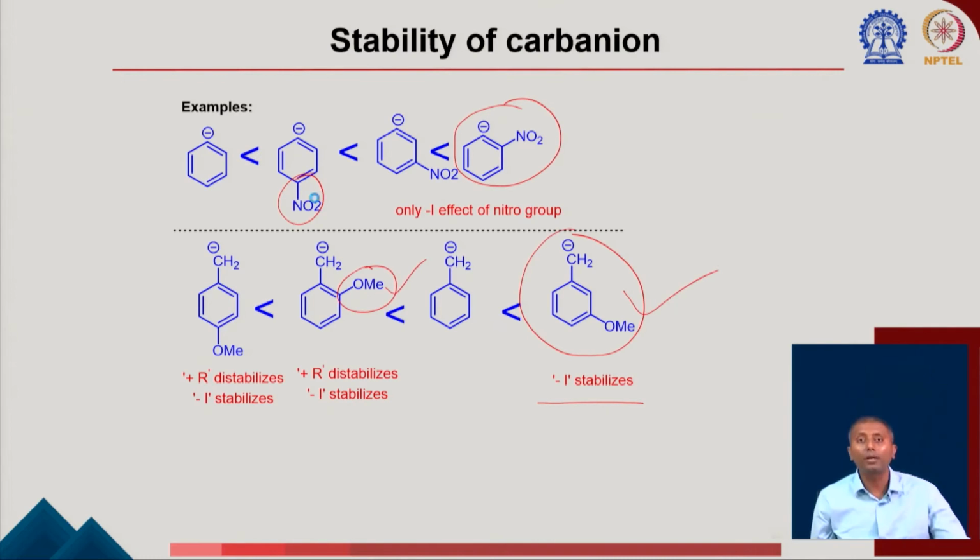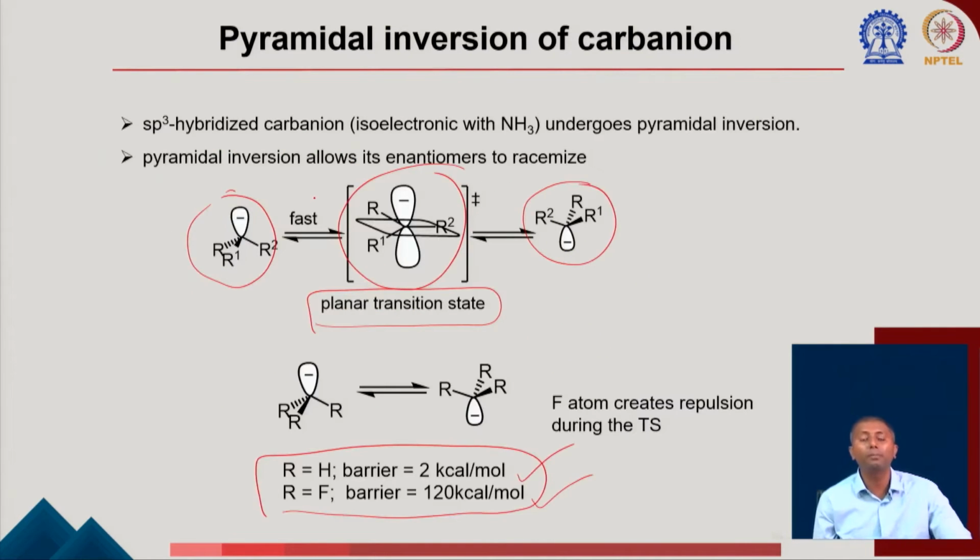Now we are going to talk about the other important factor, called the pyramidal inversion of carbanions. As you know, carbanions are isoelectronic to ammonia, and we have learned about the pyramidal inversion there, where you can see the configuration which was here going to form the corresponding enantiomer after the pyramidal inversion.